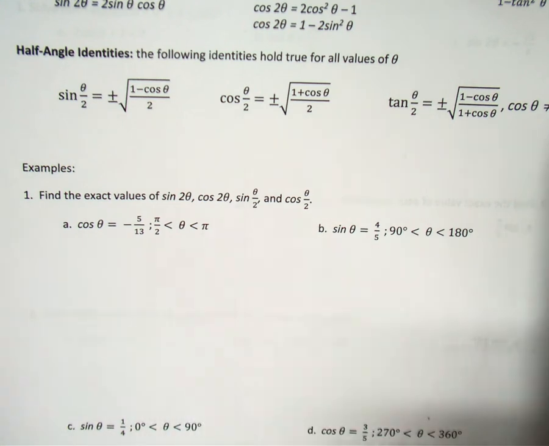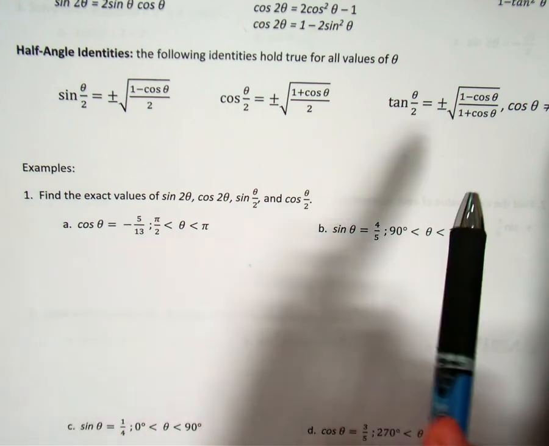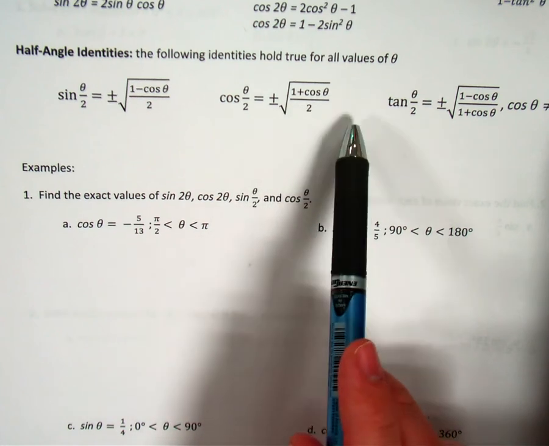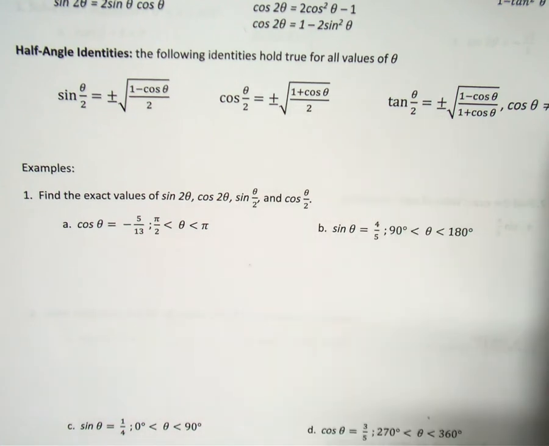The double angle ones, it works out fine. Don't have to think about it. The half angle ones, you have to think about because you're doing a square root, so you need to know if it's the positive or the negative. And then we had square root of 1 plus cosine theta over 2. And for the tangent one, it's 1 minus cosine over 1 plus cosine.